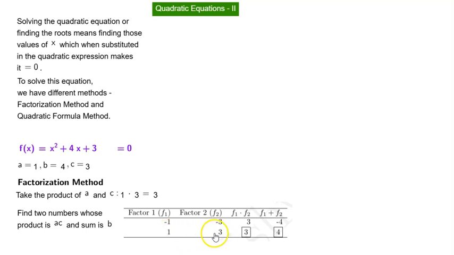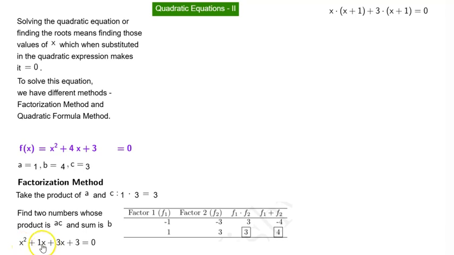Now let's take 1 and 3. The product is 3 and the sum is 4, which is what we wanted. So 1 and 3 are the two numbers whose product is AC and sum is B. So now we write it like this: x square plus 1x plus 3x plus 3 equal to 0. Which means what have we done? We have split this 4x into two parts, 1x and 3x, using these two numbers.